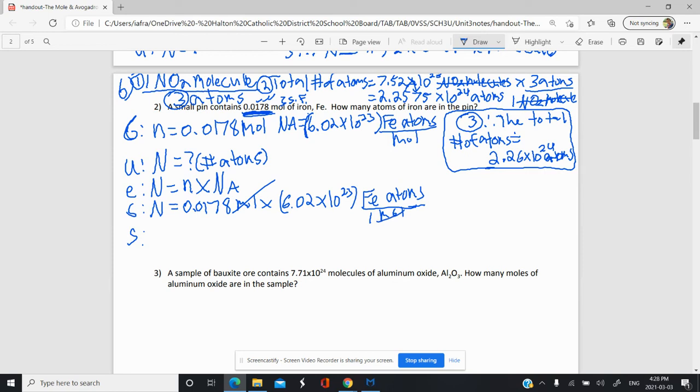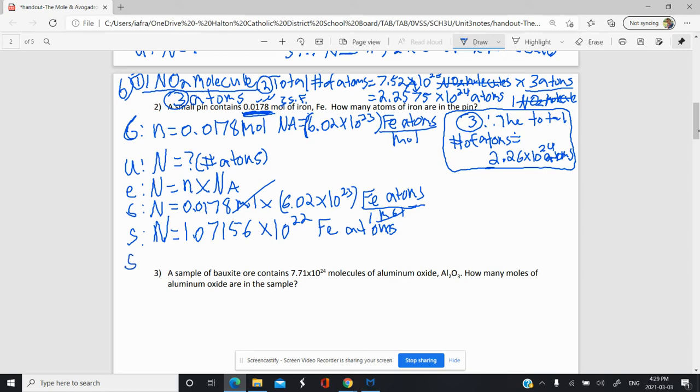And so we can go ahead and try that in our calculator. We would get 0.0178 times 6.02 times 10 to the power of 23. Let me put N is equal to 1.07156 times 10 to the power of 22 Fe atoms.